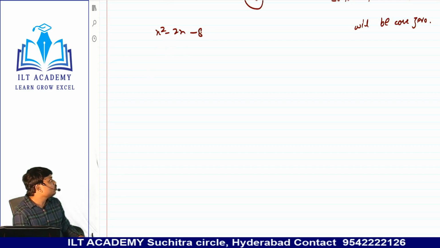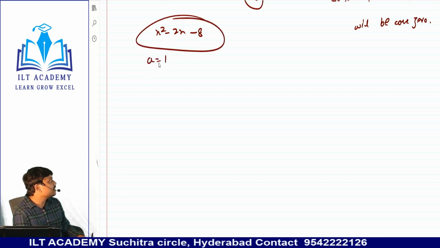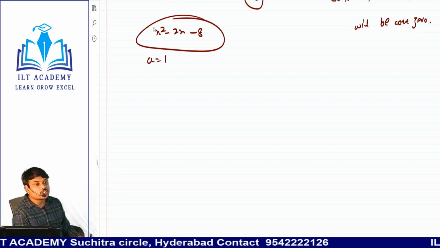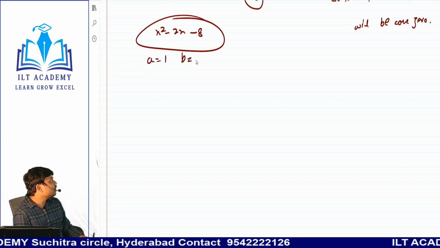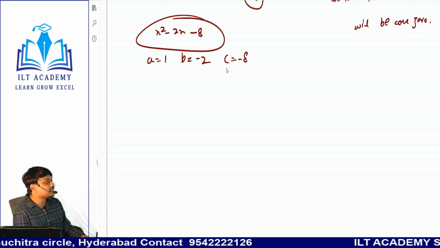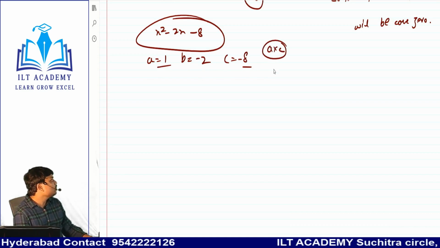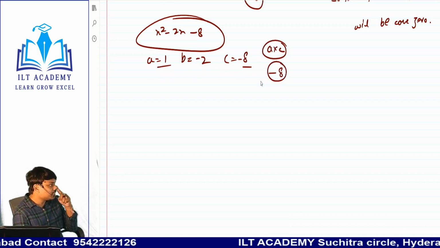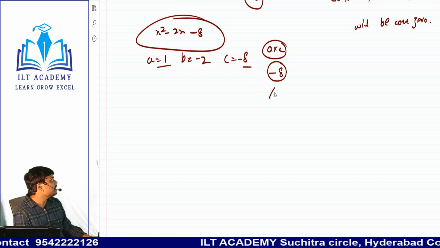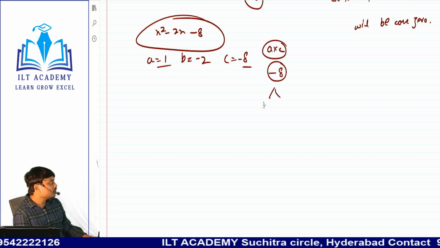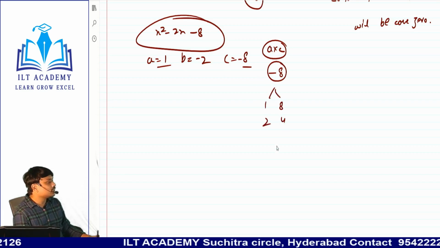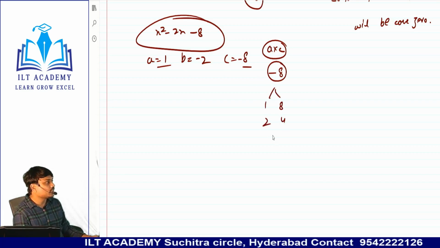Now how to do the factorization, sir? Let us understand: a is equal to 1, which is the coefficient of x square, b is equal to minus 2, and c is equal to minus 8. First, what we need to do is a into c, which is 1 into minus 8, which is minus 8. Now minus 8, how can you split? You can use 1 and 8, 2 and 4.